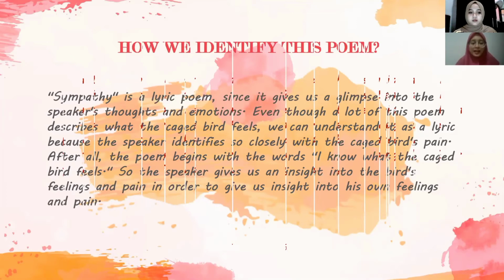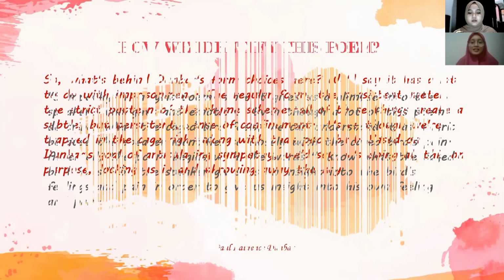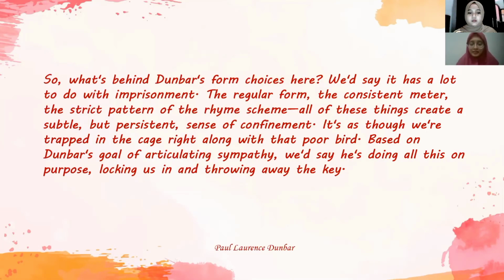So, what's behind Dunbar's form choice here? We would say it has a lot to do with imprisonment. The regular form, the consistent meter, the strict pattern of the rhyme scheme, all of these things create a subtle but persistent sense of confinement. It's as though we're trapped in the cage right along with that poor bird. Based on Dunbar's goal of articulating sympathy, we would say he's doing all this on purpose, locking us in and throwing away the key.